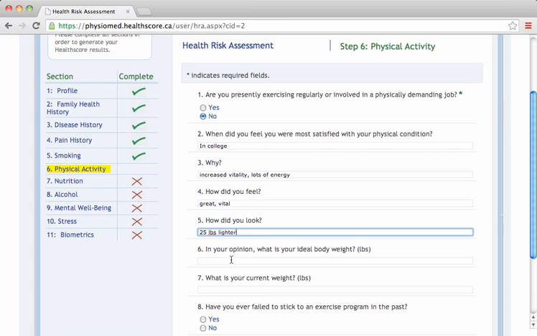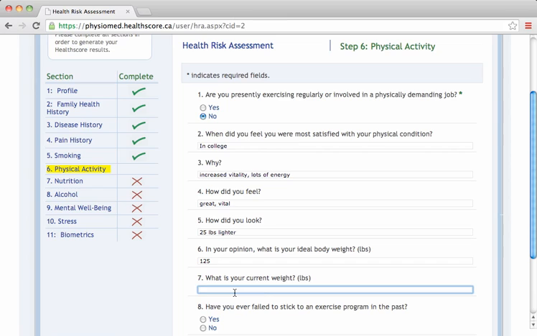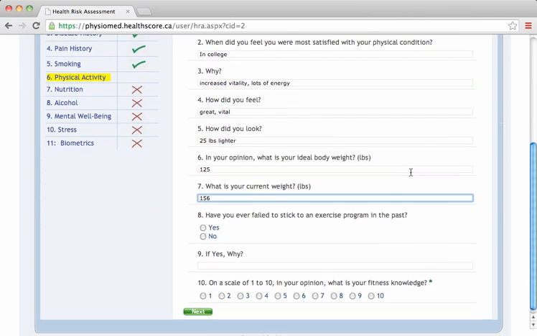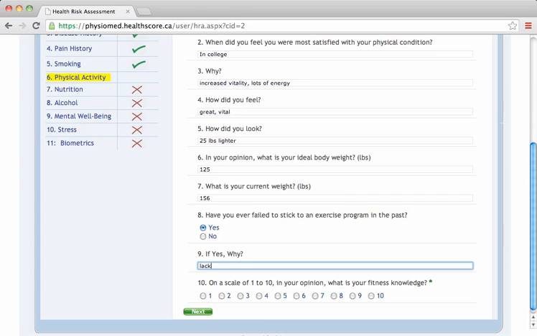In your opinion, what is your ideal body weight? 125 pounds. What is your current weight? 156 pounds. Jane, have you ever failed to stick to an exercise program in the past? Yes. If yes, why? Lack of guidance and accountability. On a scale of 1 to 10, in your opinion, what is your fitness knowledge? 6.